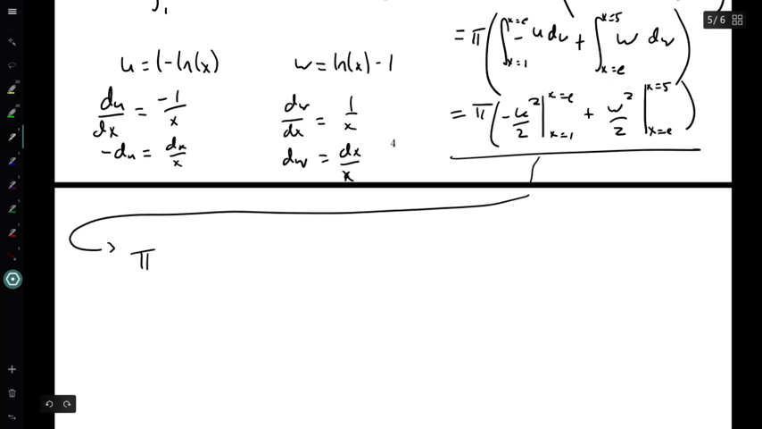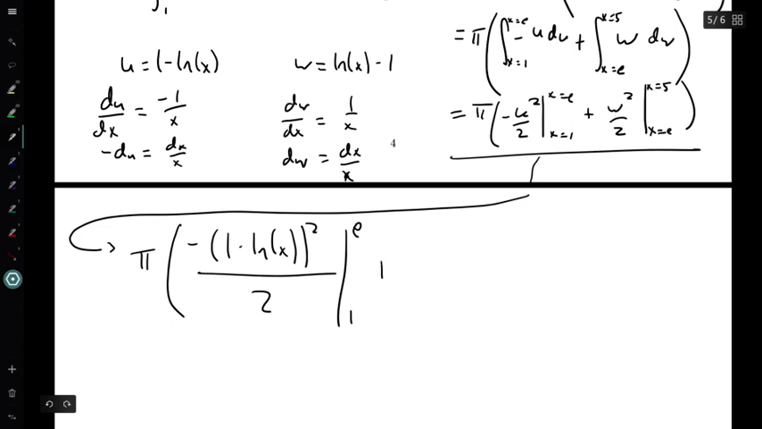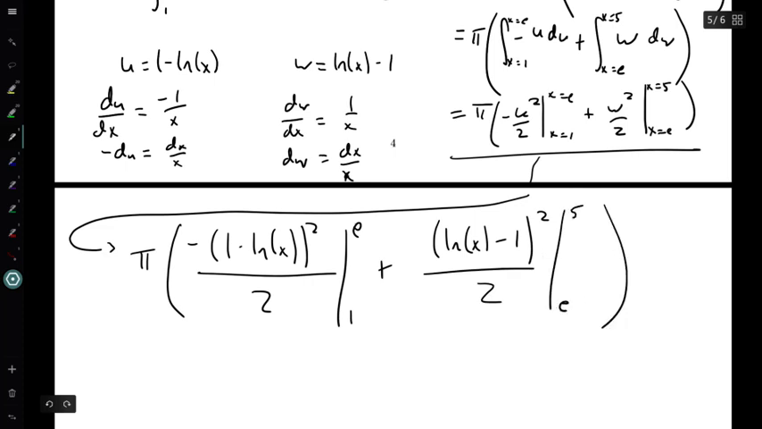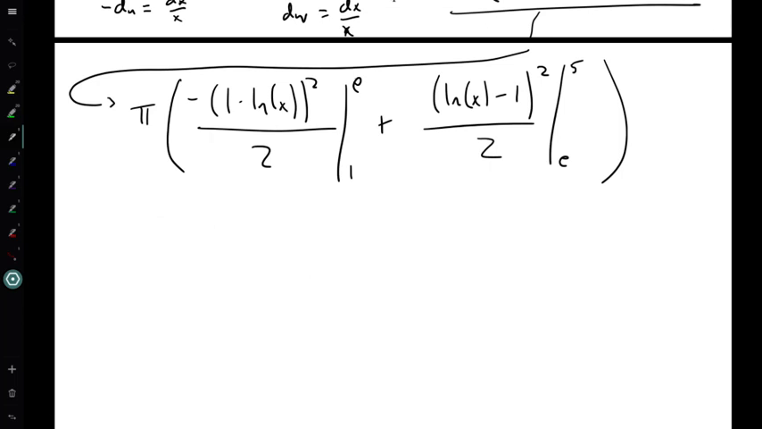All right, so u we can now replace by 1 minus log x. So this is minus 1 minus log x squared over 2, evaluated from 1 to e, plus w we can replace by log x minus 1 squared over 2 from e to 5. And now we can actually do the evaluation. So we've got pi here. Log of e we know to be 1, so this numerator here is going to be 1 minus 1, which is 0. So at e, this evaluates to 0.